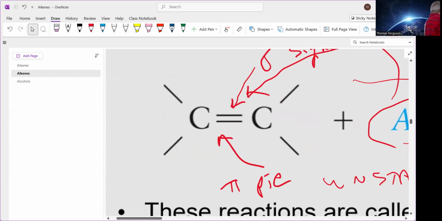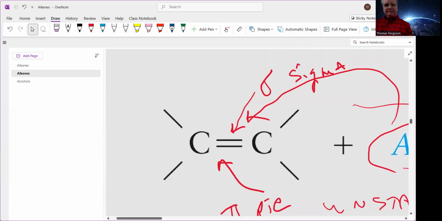Alkanes have a single bond, alkenes have a double bond. That means there's two electron pairs in that double bond, but they're not equal. One of them is very stable, the other one is not. The one that's stable is called a sigma bond. And the pi bond is the other one, unstable.